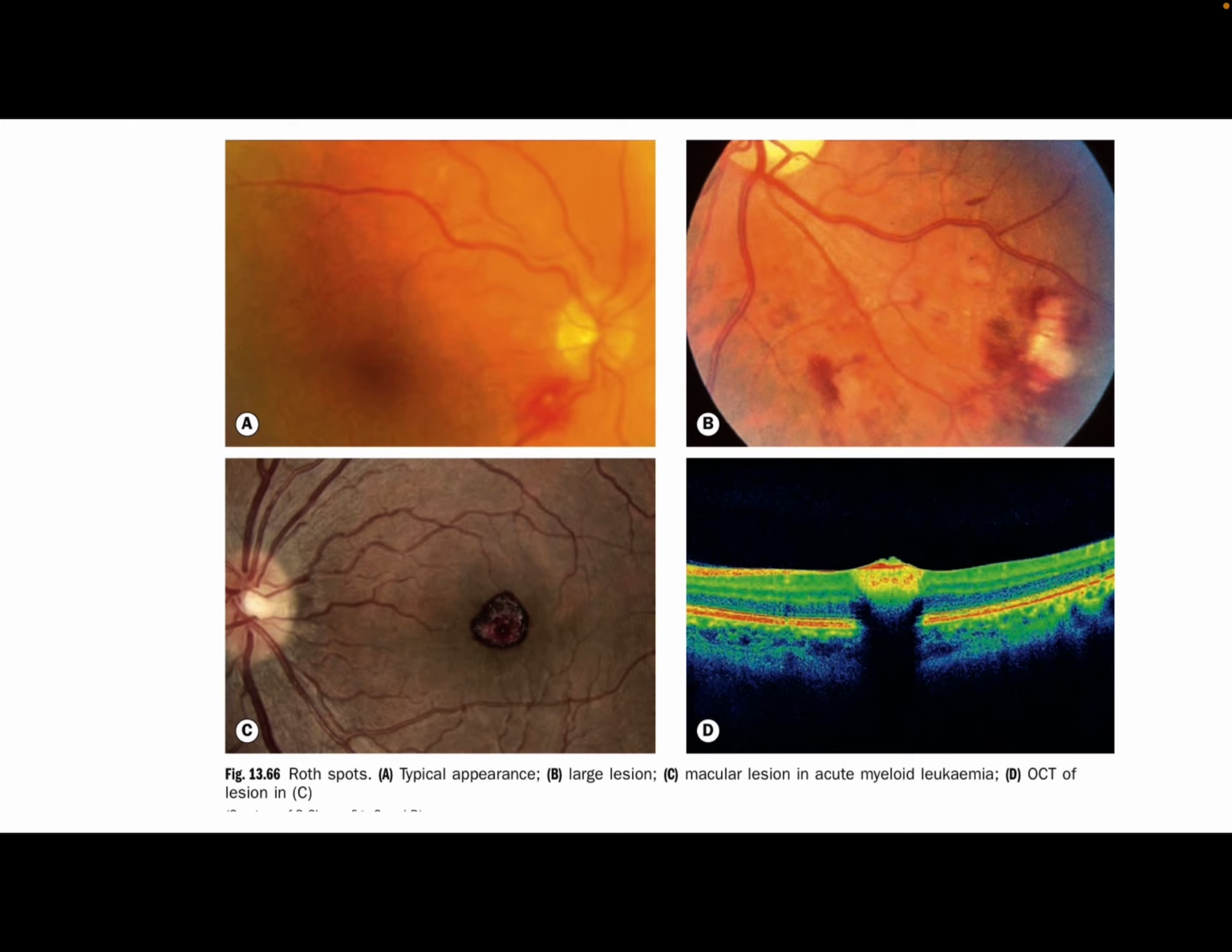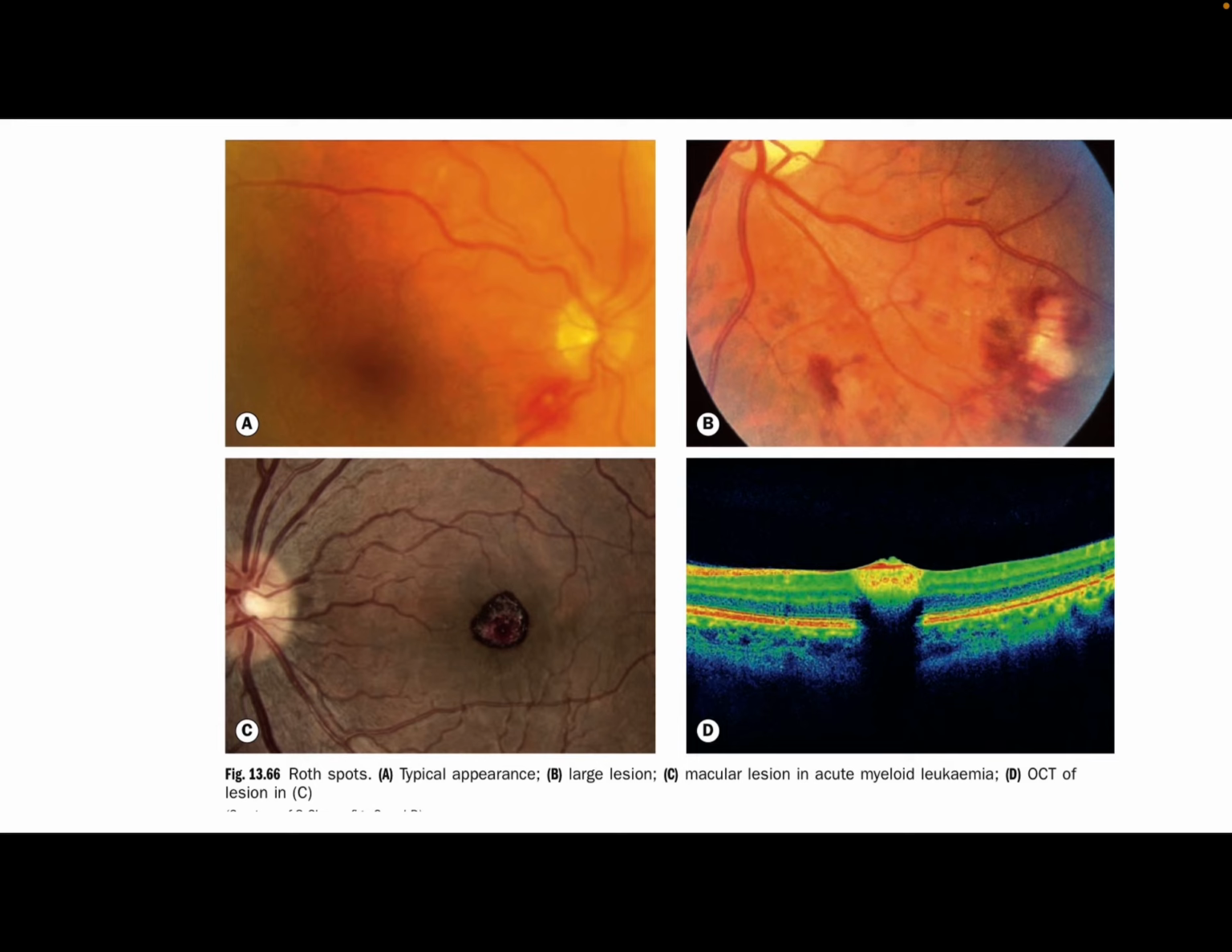This white center is thought to be composed of coagulated fibrin, and it's not specific to leukemia. It can be seen in other diseases as well, like subacute infective endocarditis. It can be seen in anemia, in hypertension, diabetes, etc. Other than that, this we can see is a characteristic Roth spot.